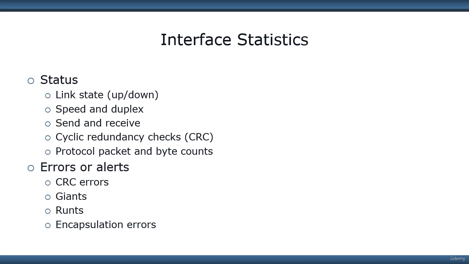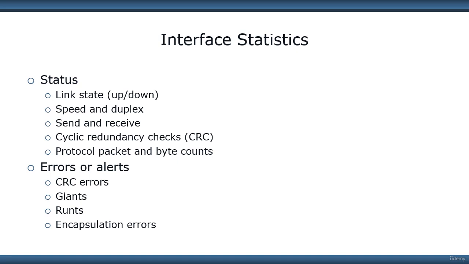Let's talk about some interface statistics. These are things that you can look at in interface monitoring tools. Link state up versus down just means the connection is up or down. The speed that you're getting, the duplex settings. You can have send and receive traffic, so statistics on how much data is being sent and how much data is being received. CRC checks would be failures in packets, and that could indicate a failing network device if you're seeing a lot of CRC errors. And then just packet and byte counts on a per protocol basis.